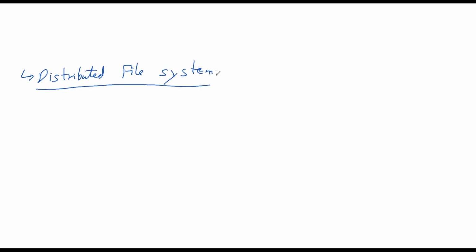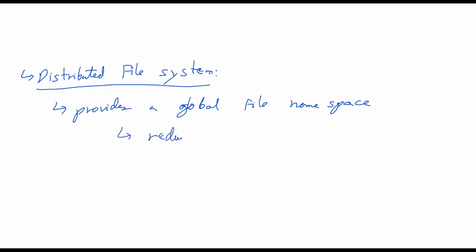So its formal definition is that it provides a global file namespace. Namespace is the generic name that you have in sysadmin for anything, right? That it's a collection of names. So it provides a global file namespace that has the conditions that we needed: redundancy, remember, and availability.